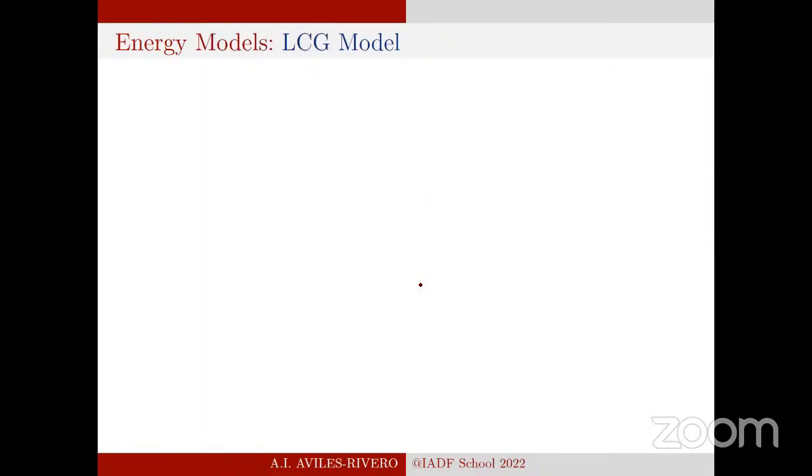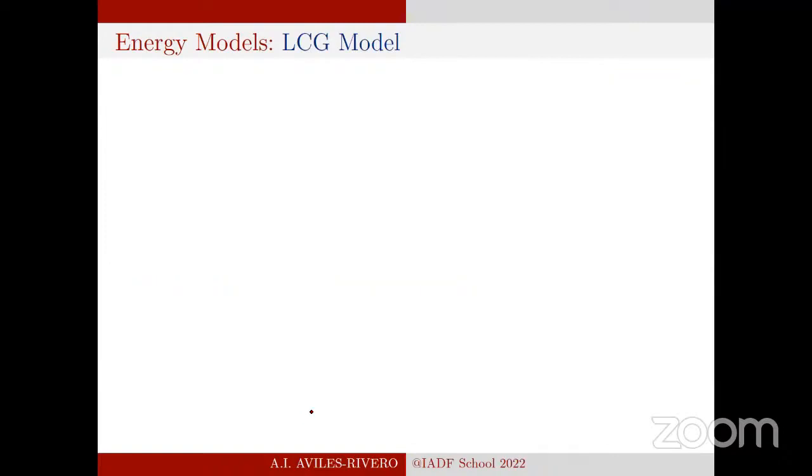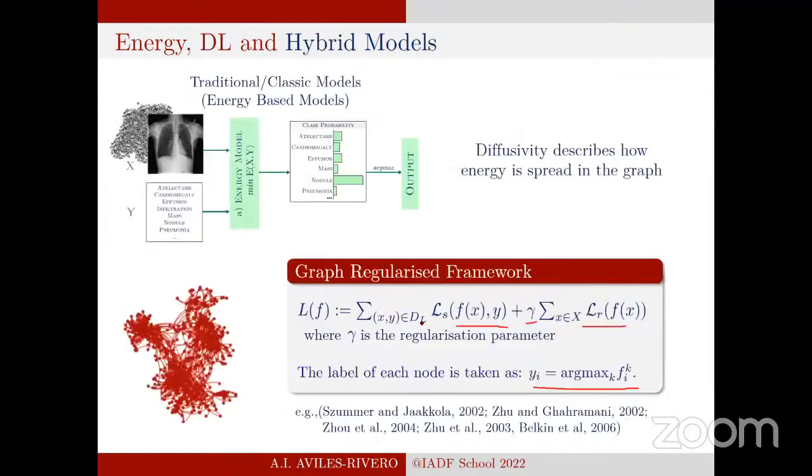So when we talk about the classic perspective, there has been a lot of underpinning theory development since early works. Perhaps one that I would like to mention, which is considered a seminal paper, is the local and global consistency model from Zhou. So you have a quadratic function. And here, if you take a look at the framework that we mentioned before, we have what I mentioned, how to treat the labeled set and the unlabeled set.